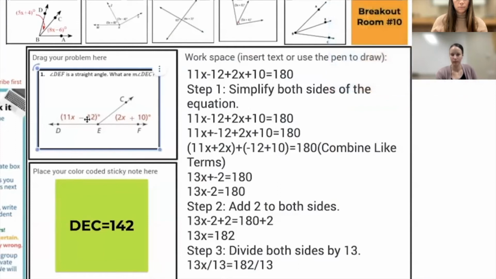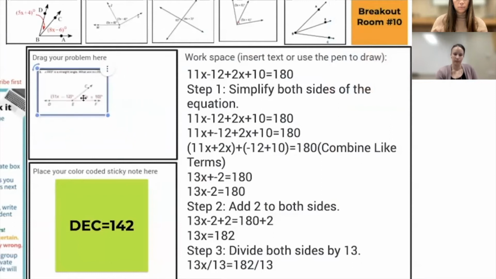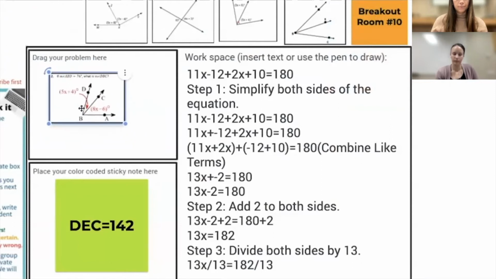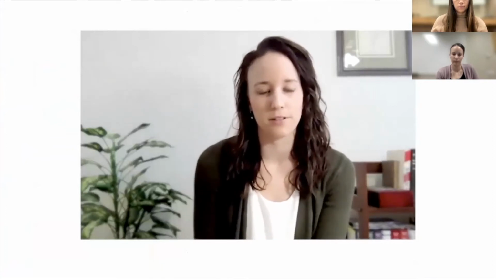Now we're going to move on to problem number 2. Because we use this strategy, we didn't just hear the answer from students, we heard their process. We heard students having rich mathematical discussions together about how they solved it and why they solved it in a certain way.